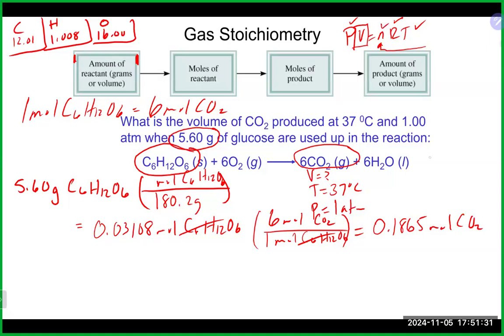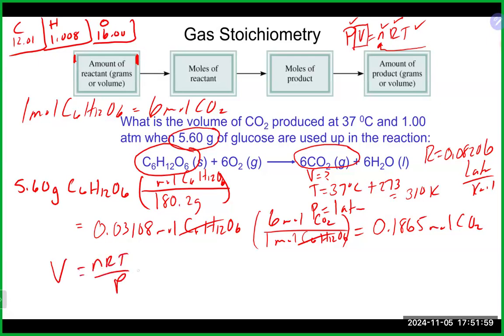Again, we also have R always, 0.08206 liter atmosphere per Kelvin mole. Remember, though, pretty much if it's a gas law, we're going to be converting into Kelvin here, so we need to do that. So 273 plus 37, that's 310. And now we have everything we need to solve for volume. Volume will equal nRT divided by P.